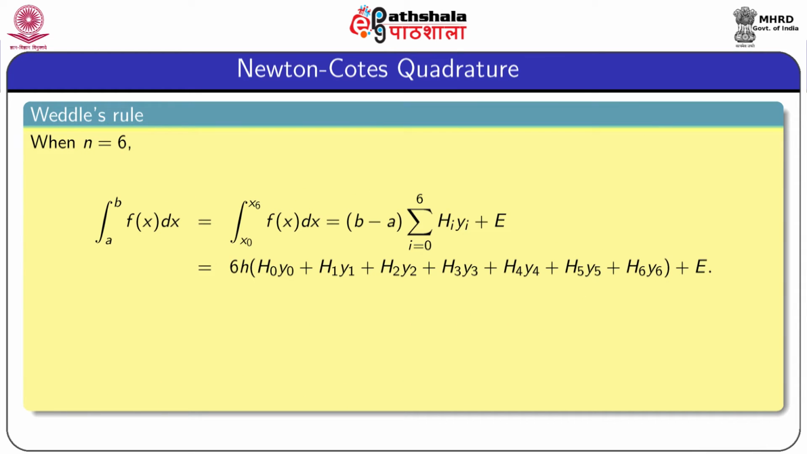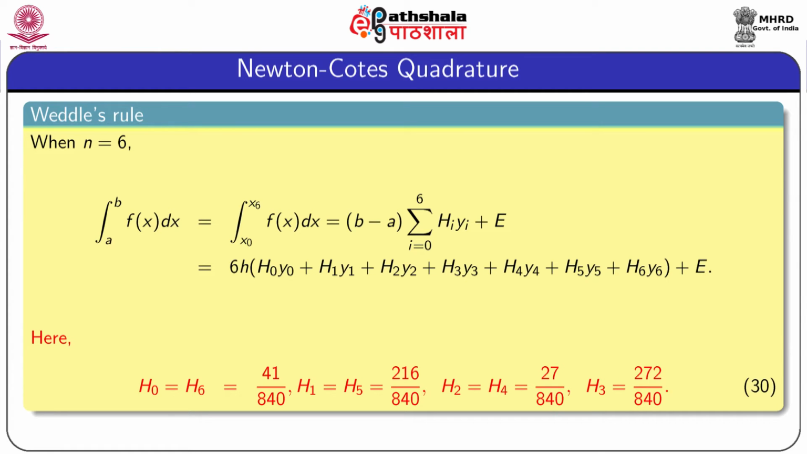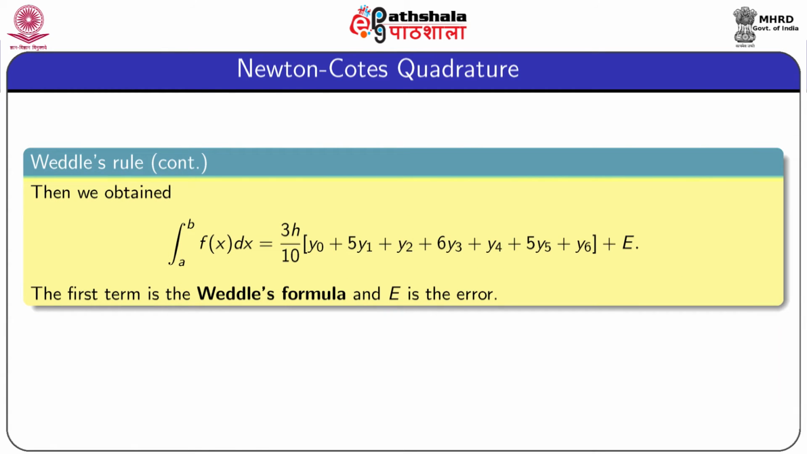Now, in case of n equal to 6, we obtain another formula known as Weddle's formula, and this formula is given by this expression, where h0 to h6 are the 7 Newton-Cotes coefficients, and these values are given by equation 30. Using these values of h, we obtain Weddle's rule as the integration from a to b of f(x) dx equal to 3h by 10 into (y0 plus 5y1 plus y2 plus 6y3 plus y4 plus 5y5 plus 6y6) plus E, where E is the error term, and this formula is known as Weddle's formula for n equal to 6.